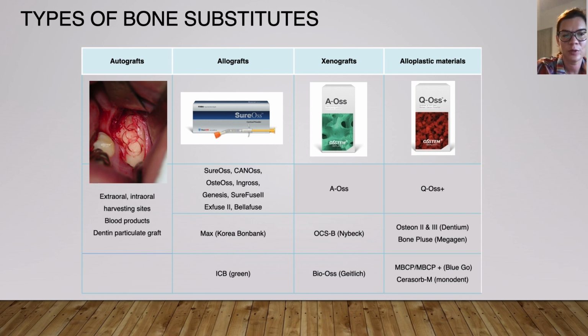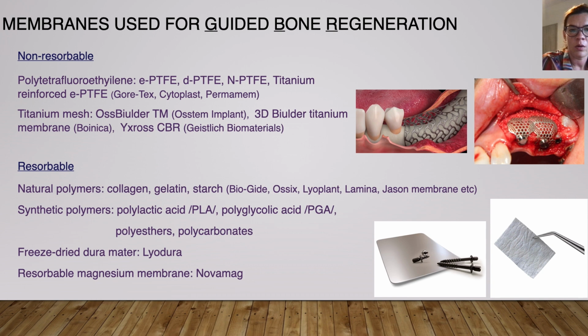What kind of substitutes could we use for regenerating the bone? We could use autografts, which will play the main role in my lecture, allografts, xenografts, and alloplastic materials. As I mentioned to you, we have to exclude the gingival tissues, and we have to maintain this scaffold, this space for the regeneration. So that's why it is necessary always to use a non-resorbable or a resorbable membrane for making the guided bone regeneration.